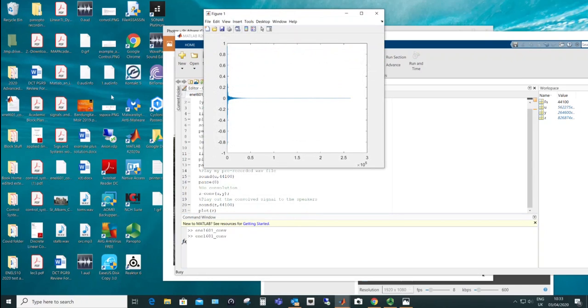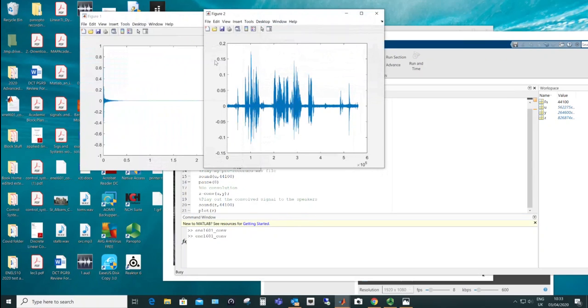That's the impulse response of the building, the church. That's my voice. You should hear it in a minute.